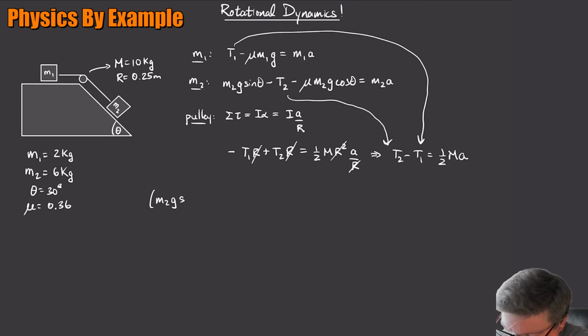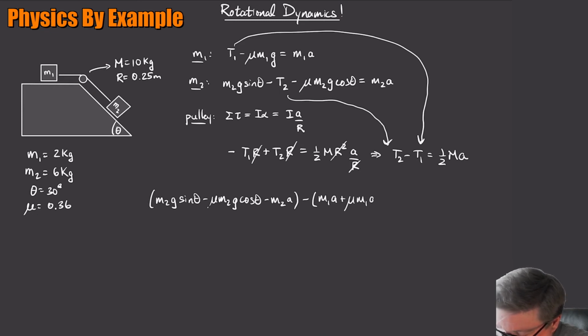T2 is m2g sine theta minus mu m2g cosine theta, and then I'm going to have a minus m2a. There, that's T2. And then I'm going to have a minus T1. Okay, minus, what the heck is T1? T1 is m1a plus mu m1g from the first equation. And this is going to be equal to 1/2 ma.